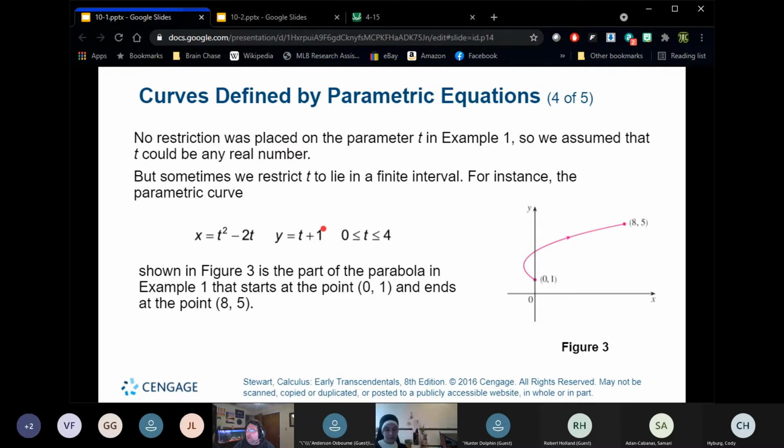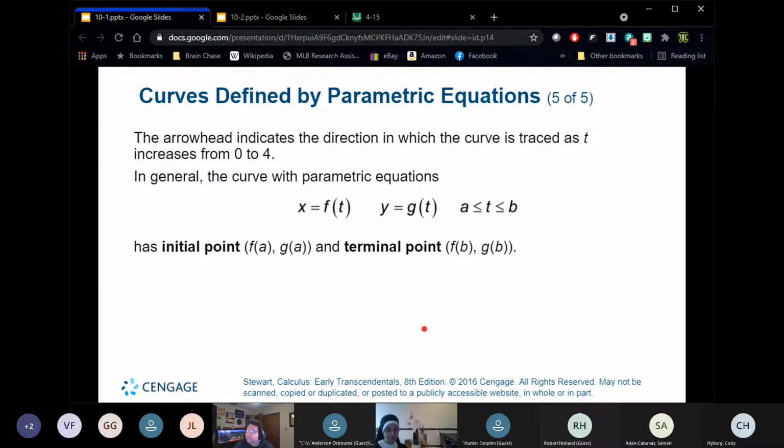So this is what I was talking about a bit ago. We can look at t as going from negative infinity to positive infinity, or we can look at it as going between specific points. Like this one, they restricted from 0 to 4, and you can start seeing how that curve goes. So we can restrict it so you're only looking at specific values. We talked about the arrow. The initial point is when you're plugging in the initial value A, and then we have our terminal point when we're plugging in the B. So if we're looking at finite intervals, we have initial points and terminal points as well.